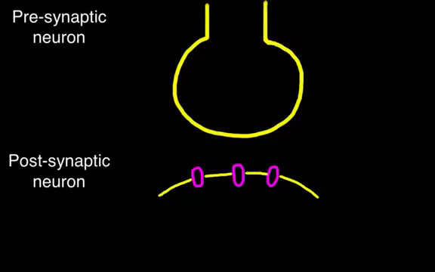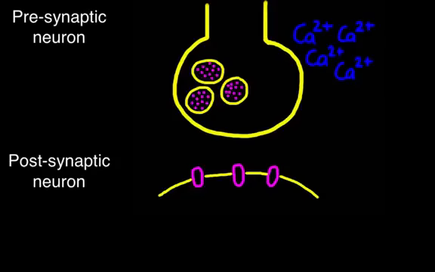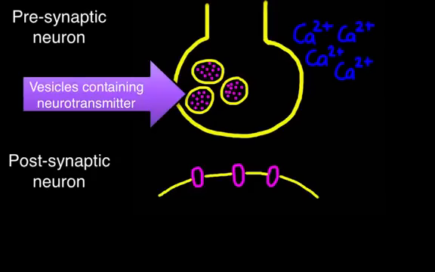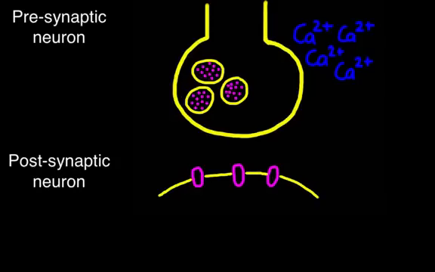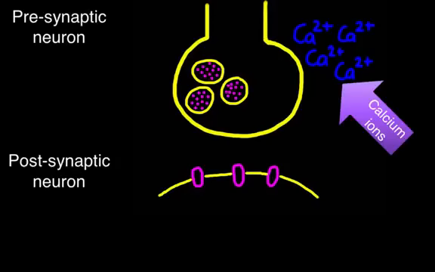So first of all, we have the presynaptic neuron, and that's where the action potential is coming from. And then we have the postsynaptic neuron, and that's where the action potential is going to. And both of these are enclosed by a membrane, and that's the yellow line around them. The presynaptic neuron has these vesicles that are filled with a neurotransmitter, a chemical. And then we also have calcium ions present outside of the presynaptic membrane.